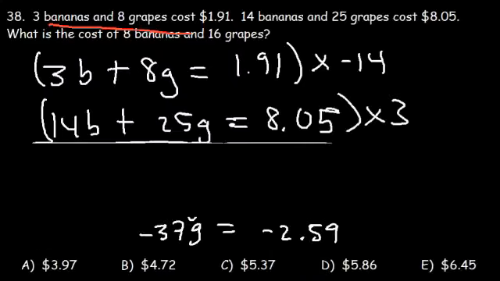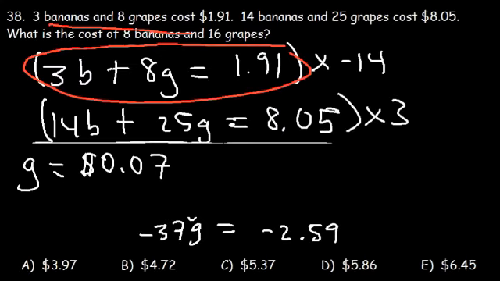So if we divide both sides by negative 37, G is going to be, let's see, negative 2.59 divided by negative 37 is equal to 7 cents. So that's the cost of one grape. Now, using this equation, let's find the cost of a banana. So let's solve for B.